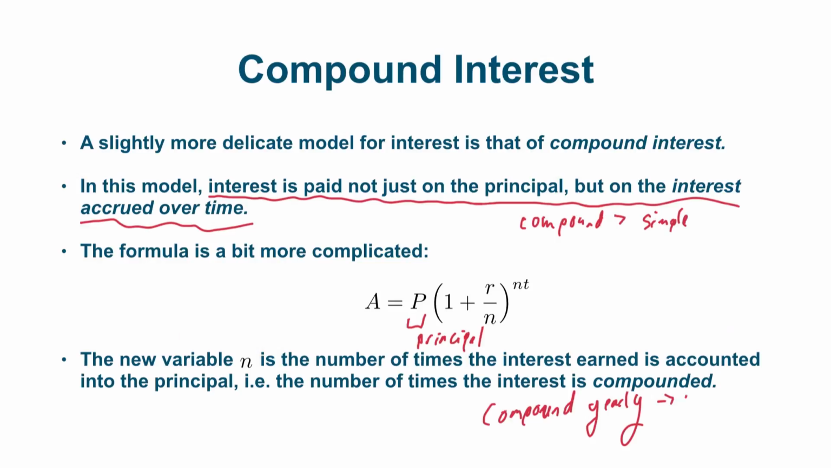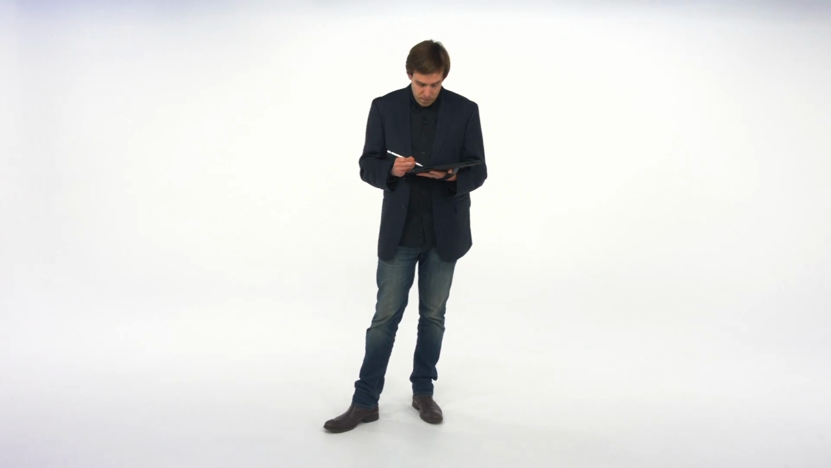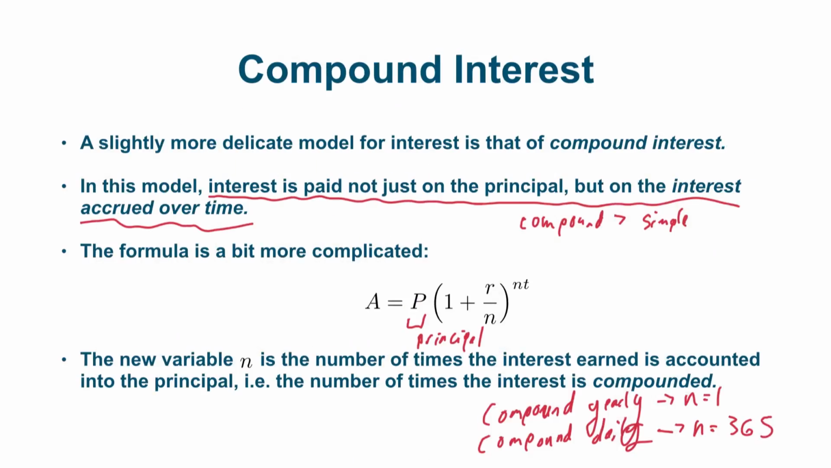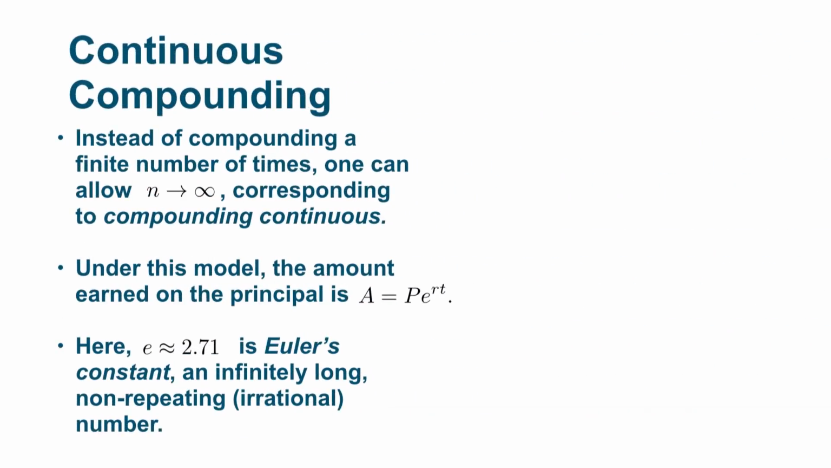This would tell me that n is equal to 1. If I'm going to compound, say, daily, so at the end of every day I pay interest on the interest I've earned, then n is, let's say, 365, except for a leap year. That'd be 366. Let's look at a few examples of this.